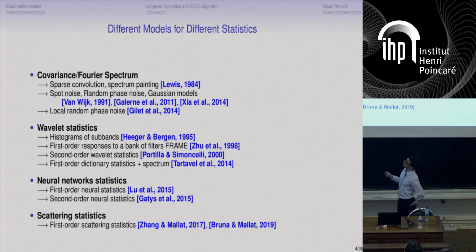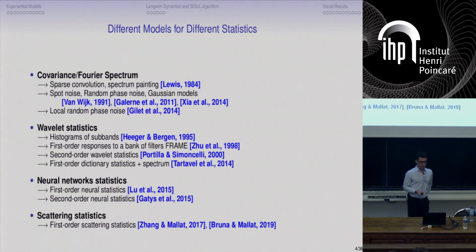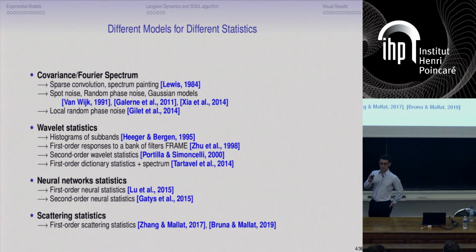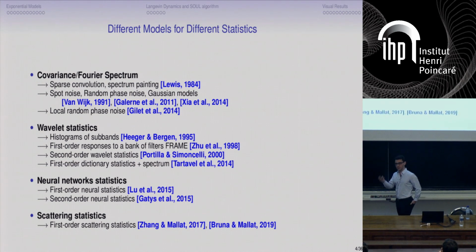First, if you want to preserve some statistic linked to the covariance, or equivalently the Fourier spectrum, then you would get models which are essentially Gaussian models. This is interesting because when you fix the covariance in a stationary framework, you prescribe the frequency content of the output texture. Now, if you want to use a decomposition of the frequency domain which is more compliant with human perception, you may use wavelet statistics.